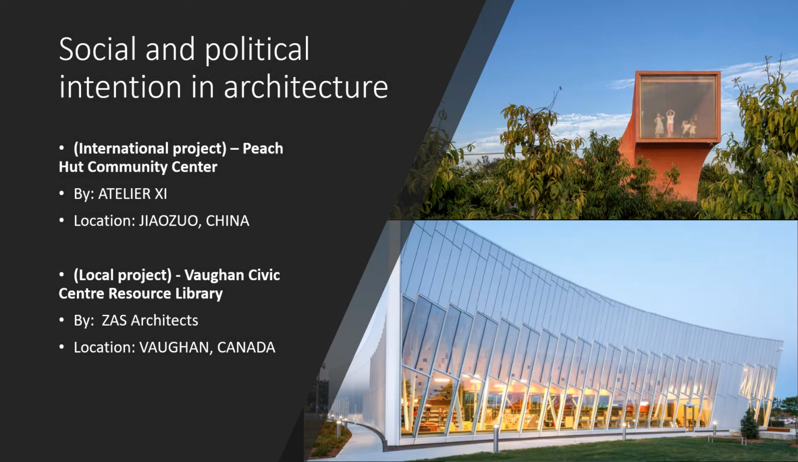Hi, I will be talking about how social and political intentions are represented in architecture using two recent projects. The first project is Peach Hut Community Center by Atelier Zai, located in Zhaozhou, China. The second project is located in Vaughan, Canada, the Vaughan Civic Center Resource Library by ZAS Architects.